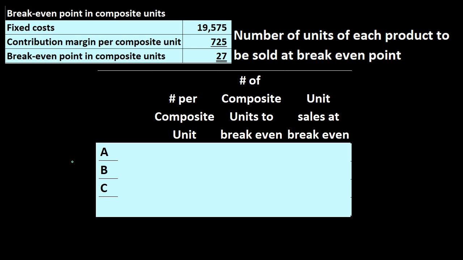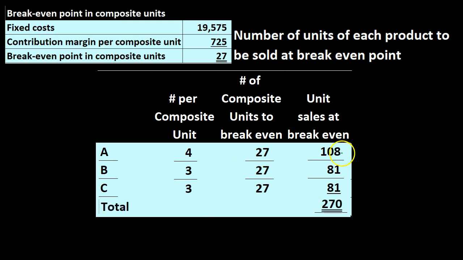We're going to take the number of composite units, which is the 433, basically our ratio, the ratios that we use in order to construct the composite unit sales price. We're going to take the number of composite units to break even, that's going to be the 27. So we're taking this 27 and the 433, multiplying that out. So the 4 times the 27 is the 108, the 3 times the 27, 81, and of course 81. Then if we add this up, the 108, the 81, and the 81 is the 270.